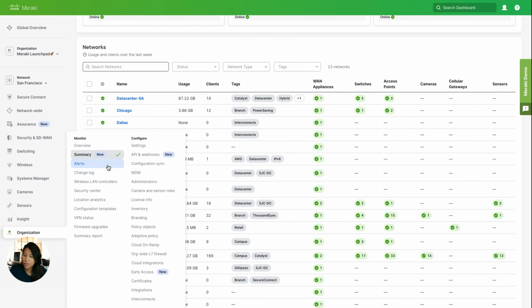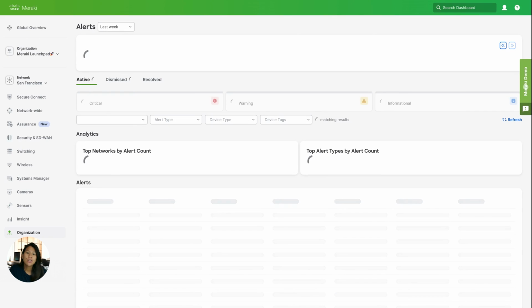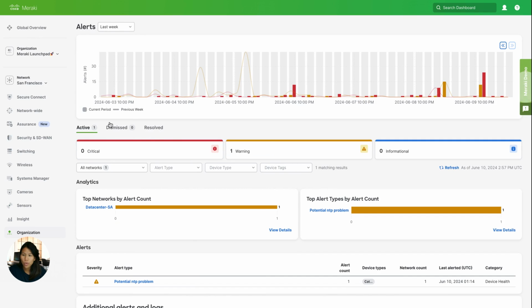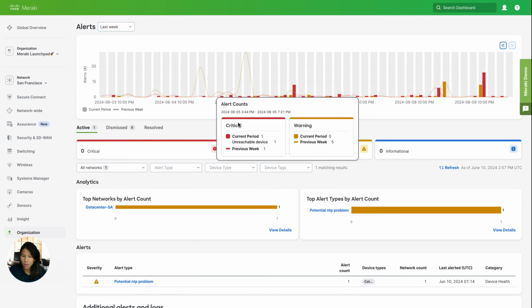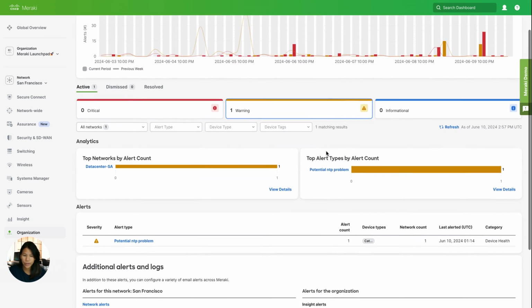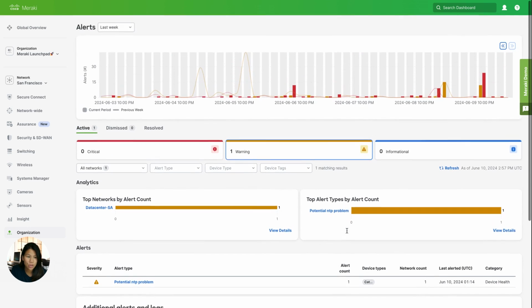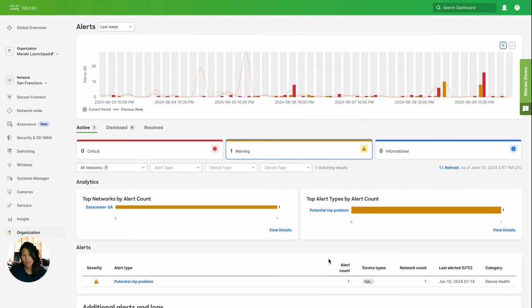Another thing we can see is organization alerts. So we can see the alerts that are happening for the whole customer. For example, for this customer, over the past week, we had one warning alert, which was in the network data center, and the problem was about NTP. So some sort of time problem in there. And it was with one of our Catalyst switches that we can monitor and manage from our dashboard.